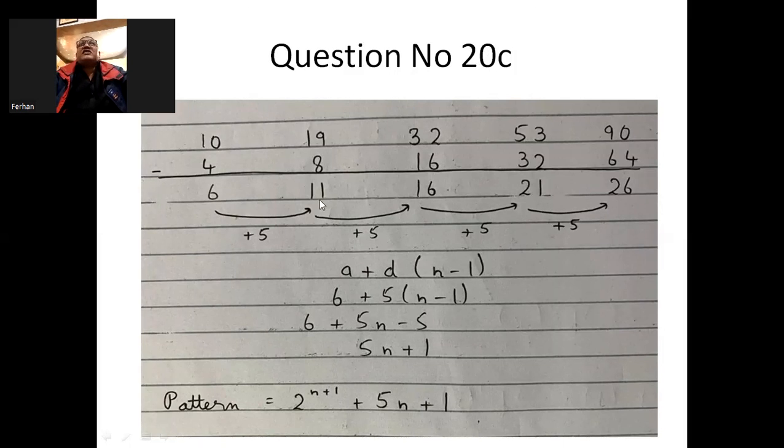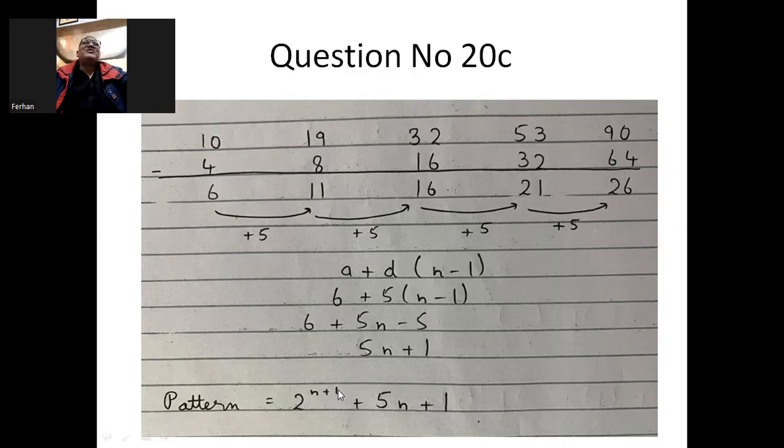So I can find the nth term of this sequence, because a certain number is added here. Its nth term you can find by the formula: if a certain number is added, it is a plus d bracket n minus 1. A means the first term in that sequence, and d means the common difference. So it is 6 plus 5 bracket n minus 1, so it will be 6 plus 5n minus 5. It will be 5n plus 1. So the nth term of this sequence will be the nth term of the earlier sequence plus this.